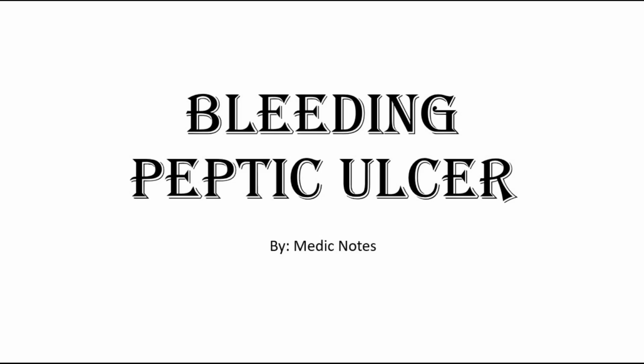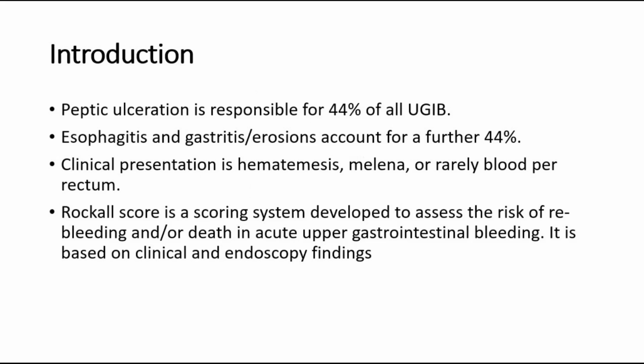This video is on bleeding peptic ulcer. Peptic ulceration is responsible for 44% of all UGIB. Esophagitis and gastritis or erosions account for a further 44%. Clinical presentation is hematemesis, melena, or rarely blood per rectum.